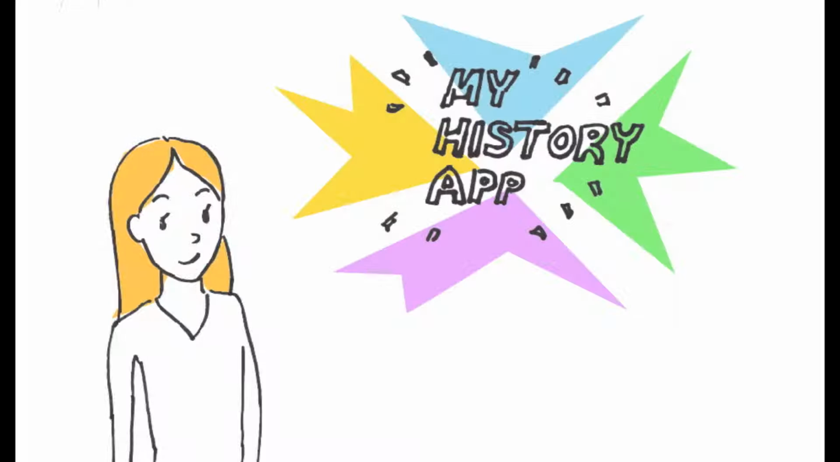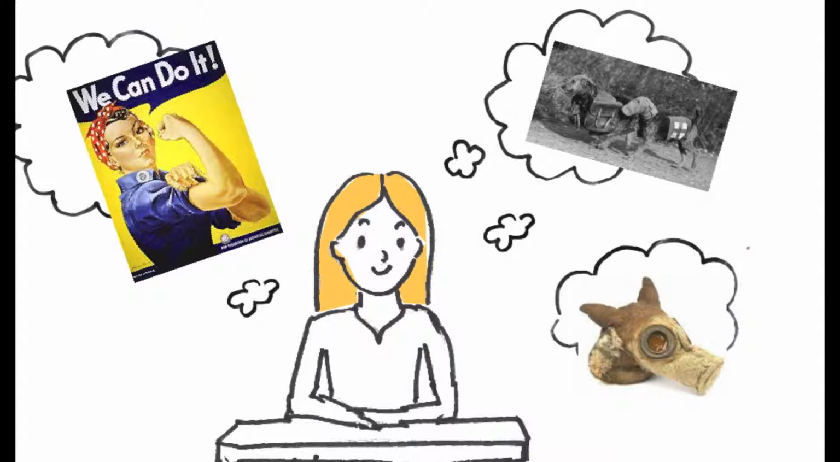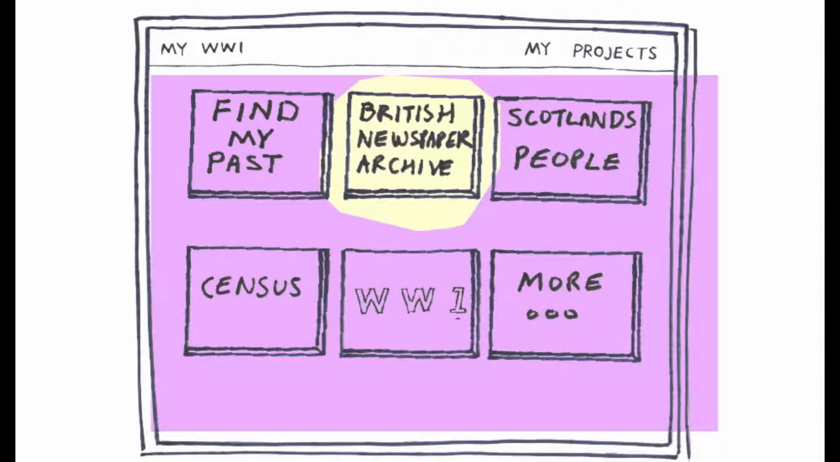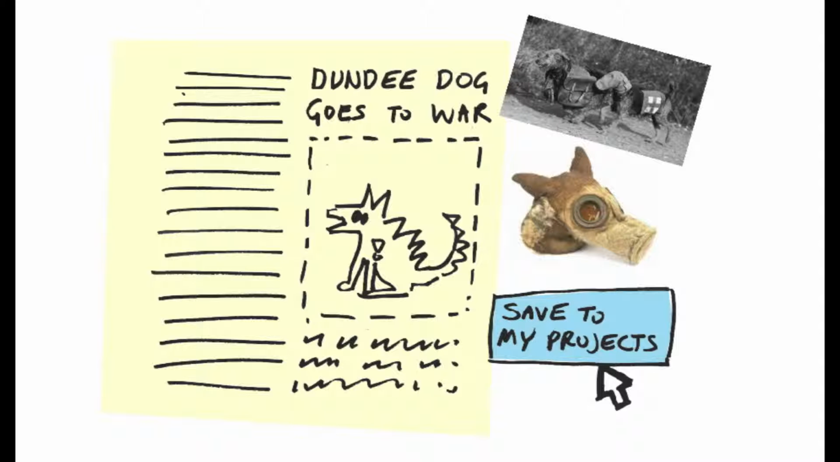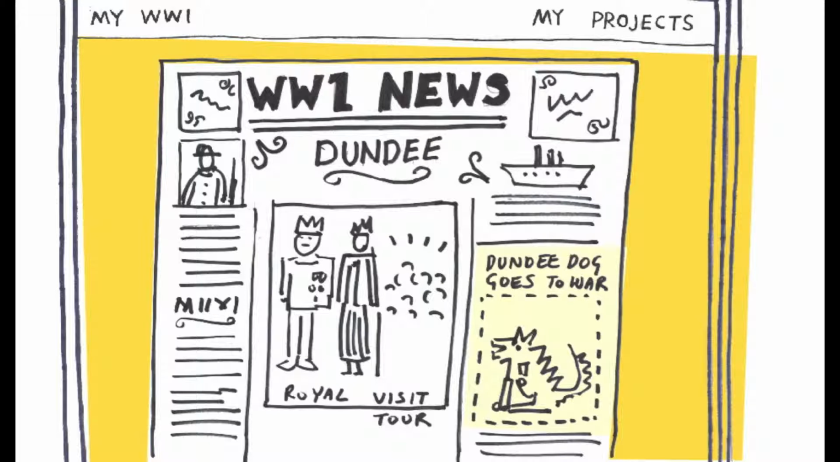I thought history was boring, but when Miss Kelly showed us the My History app, it looked really colourful and fun. She wants us to create a newspaper about Dundee during World War I. I like that we can decide what to write. Miss Kelly said to look at the British newspaper archive to find interesting stories from that time. There was also a section all about World War I. I saved stories that I liked to my projects to inform my article. We put all articles together in the newspaper template and printed it out.